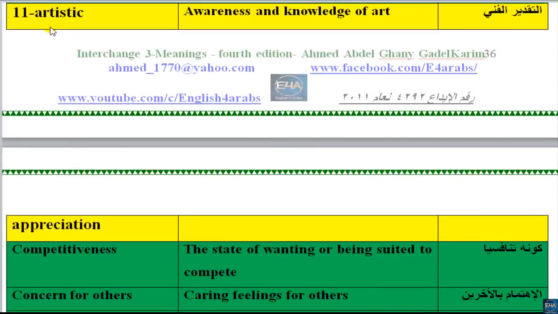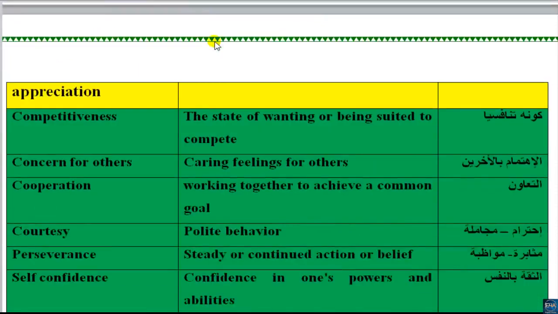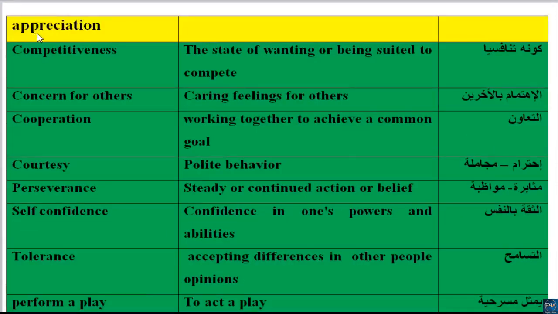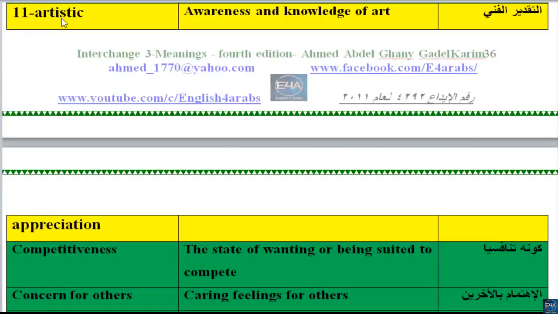11. Words of exercise number 11. Artistic, British R, silent A. Artistic, American. Awareness and knowledge of art. British, and. American, N. A and D silent. Of, O-F, V. Awareness and knowledge of art. Appreciation. This is of course artistic appreciation, awareness and knowledge of art.